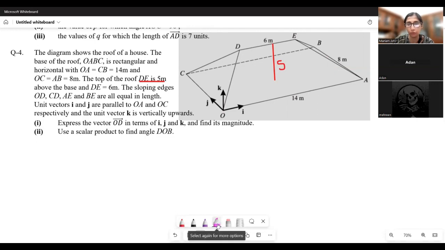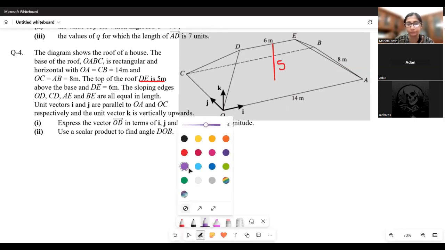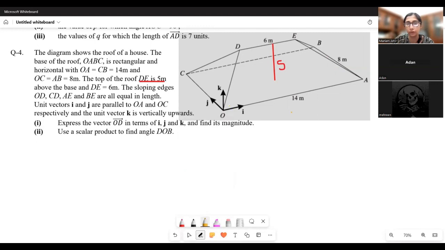We need to go from O to D. Let's see. O is here and D is here. How do we go from O to D? First, we're going to go a certain number of units in the I direction. Now how many units is that? We'll have to figure that out. This is 6. That means somewhere in between, from here to here, will be 6, as far as the top is projected here, that's going to be 6.